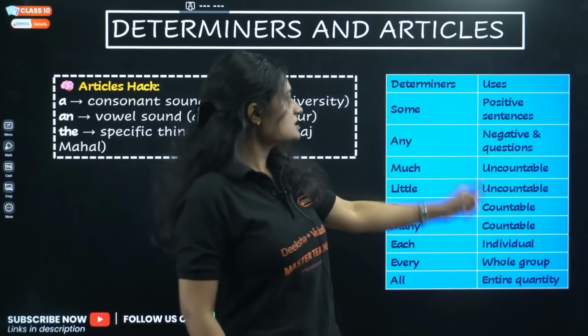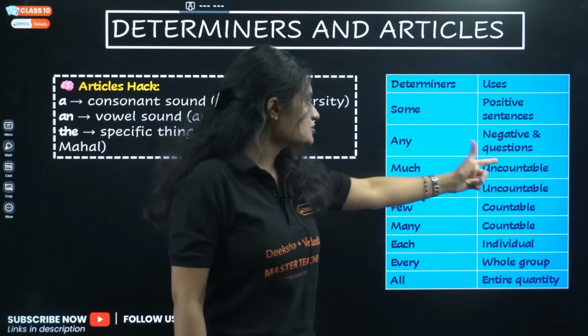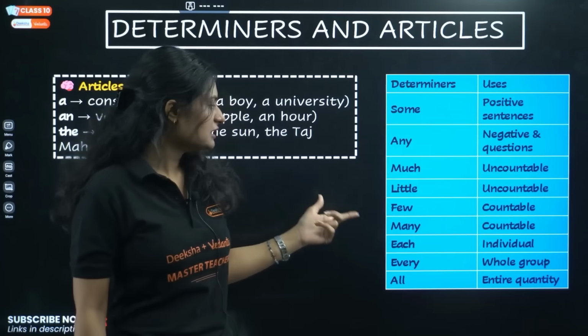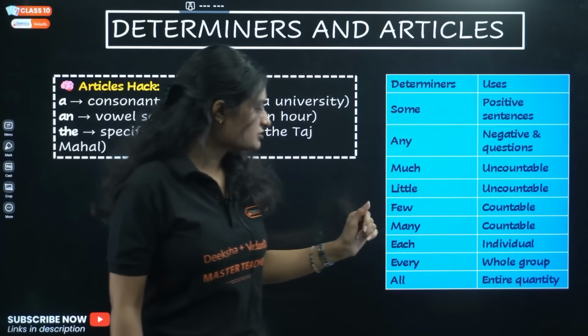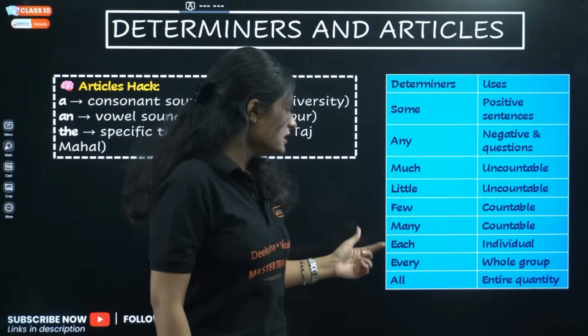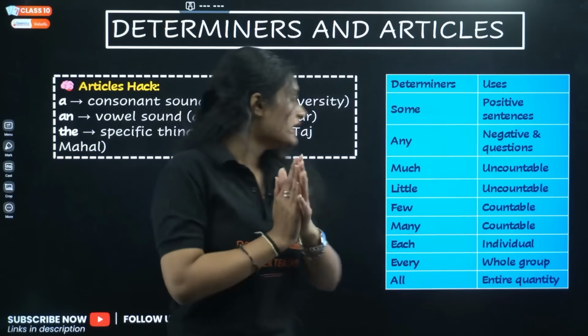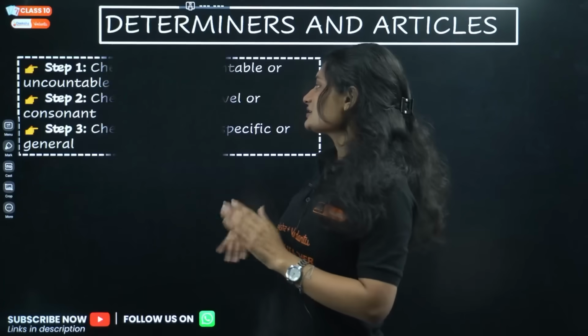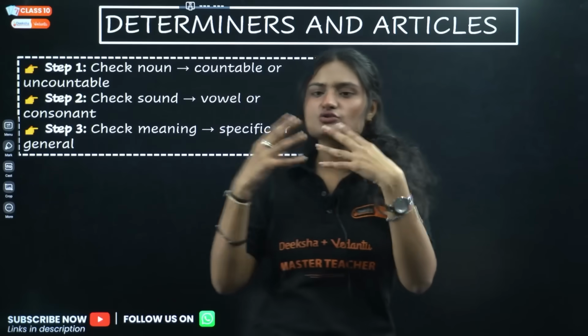And where do you use it? For positive sentences, some; any is used for negative sentences; much is used for uncountable; little also for uncountable; few, countable; many also countable; each is used for individual; every is used for the whole group; and all is used for the entire quantity, okay? Now there are some other determiners left. Okay, first of all, how do you apply this?